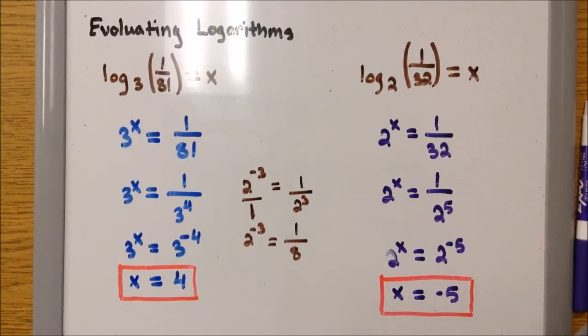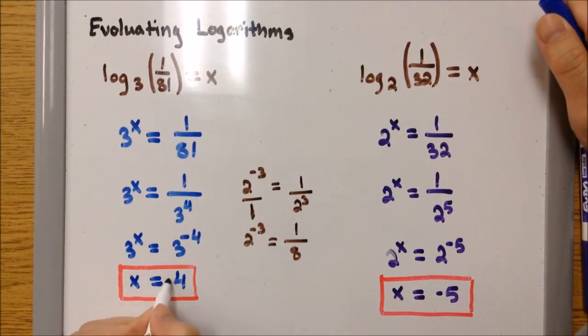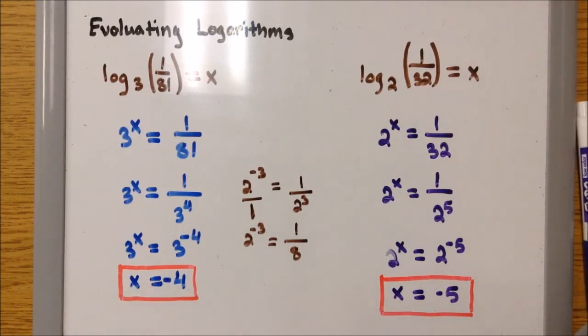I noticed there was a little mistake over here. It was actually x equals negative 4. I accidentally forgot my negative. So be very careful. Don't forget your negative. Don't drop it. Don't lose it. If it equals a negative, keep that negative.